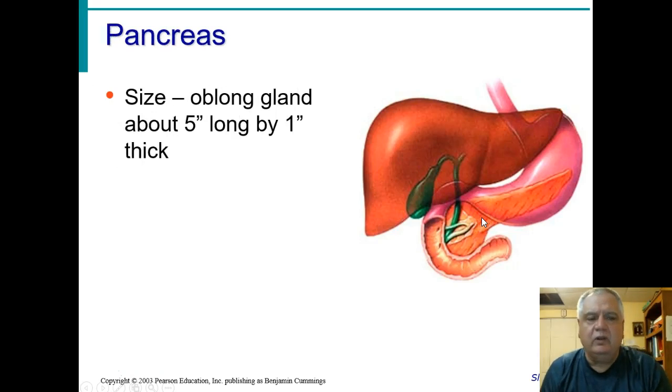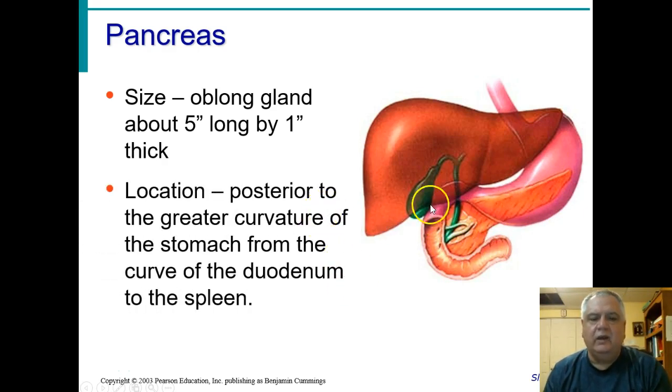Structurally, when we look at the pancreas, it's an oblong gland, as we can see here. It's about 5 inches long, and only about an inch thick, so it's not very thick at all. It's located, as we can see in our diagram, behind the greater curvature of the stomach, and it runs from the curve of the duodenum to the spleen. So remember, the duodenum curves around, and the pancreas runs from here back toward the spleen. The stomach is translucent here, indicating that this is an area behind the stomach.